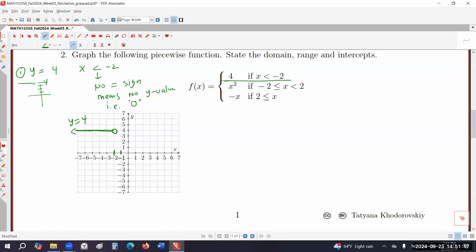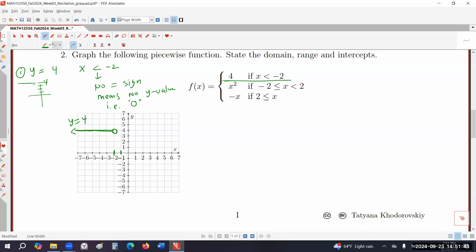Okay? So for everything smaller than -2, our function is y equals 4. But when x is exactly -2, there is no y value. Why not? Because in our domain, they did not give us the equal sign for x smaller than -2. They only say for everything smaller than -2, that's the function. Any questions so far?